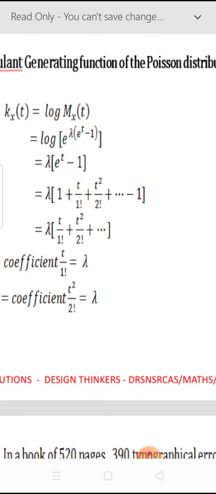But we know that e power x is equal to 1 plus x by 1 factorial plus x square by 2 factorial. Instead of x we apply t. e power t equals 1 plus t by 1 factorial plus t square by 2 factorial etc., and minus 1. Cancelling 1 and minus 1, you will get t by 1 factorial plus t square by 2 factorial plus etc.